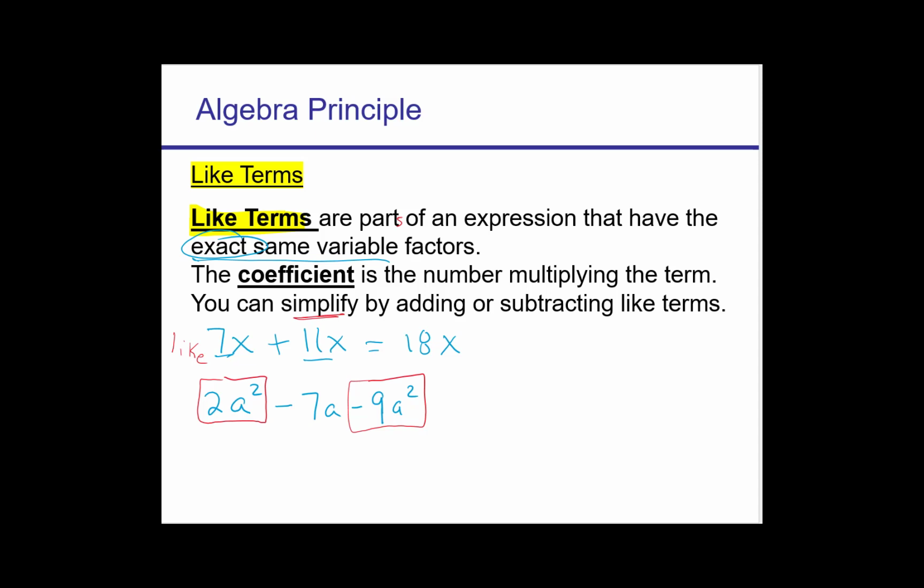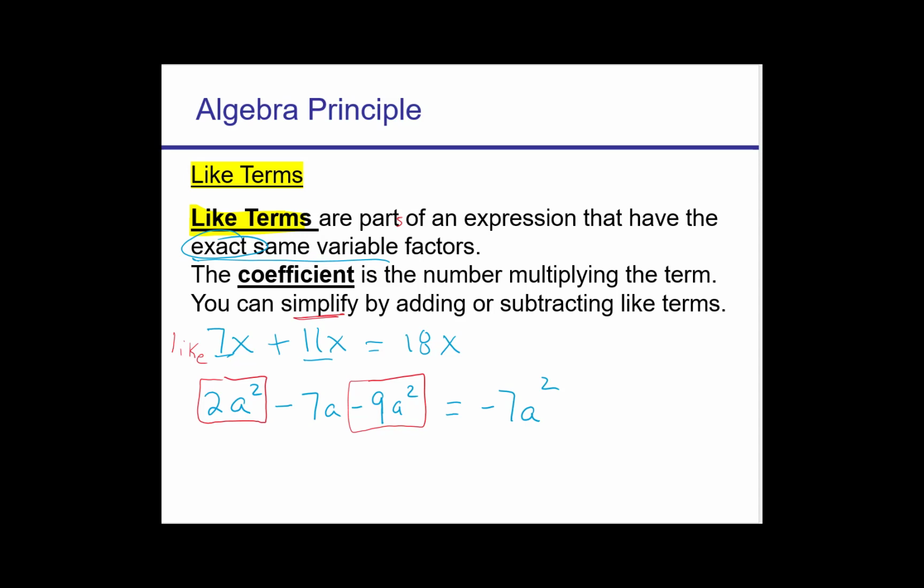The one in the middle is not a like term. So the ones in boxes are like apples and apples, and the one in the middle, 7a, is like an orange. It's not like the other 2, so we cannot combine that one. But the 2 in the boxes we can simplify. So we get 2a squared minus 9a squared equals negative 7a squared.